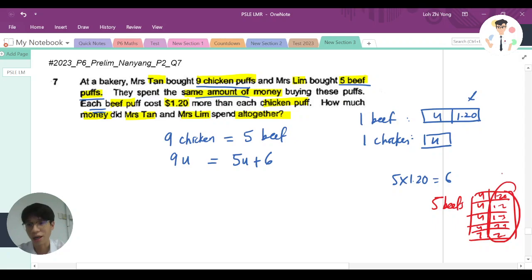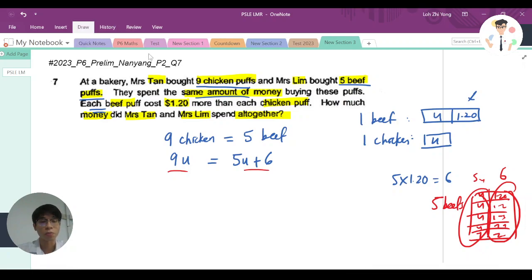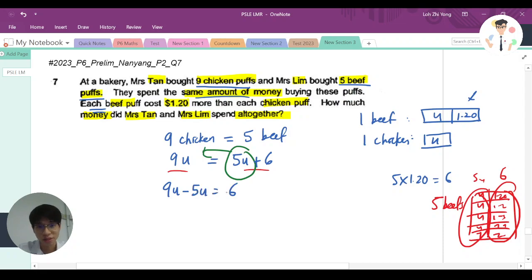So all total, I have here 6. Here I have 5U. That's why it appears to be like this. Okay? And the same thing, we are supposed to move all the unit to one side. 35U or plus 5U, move that side will become minus. So 9U minus 5U is equal to 6. And 4U is equal to 6. And U is equal to 6 divided by 4, which is $1.50.